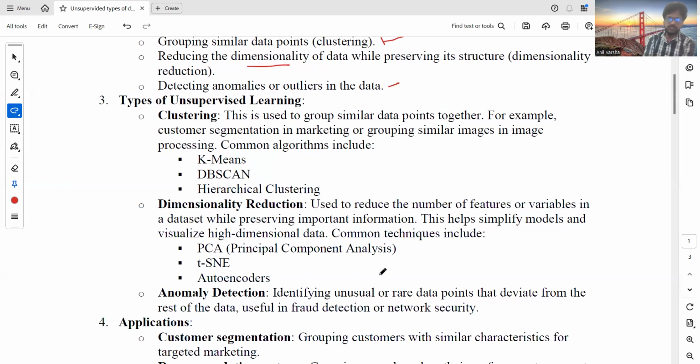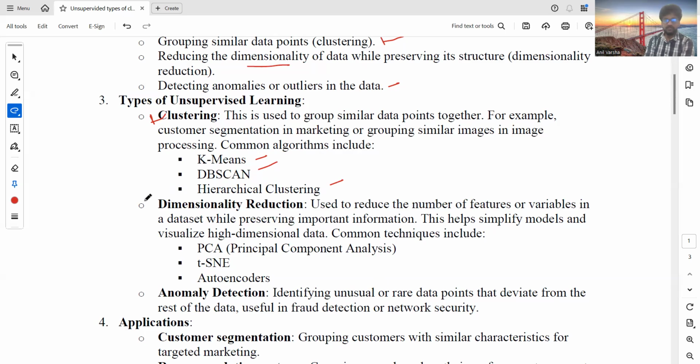The types of unsupervised learning start with clustering. What is clustering? Clustering means that all the given data points should be grouped together. This is called clustering. To perform clustering, we can use k-means, DBSCAN or hierarchical clustering.